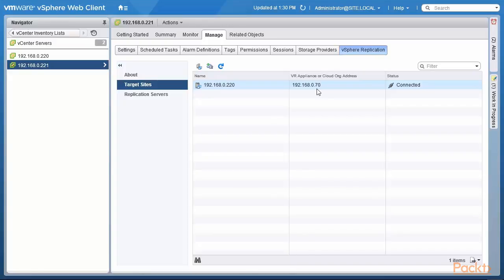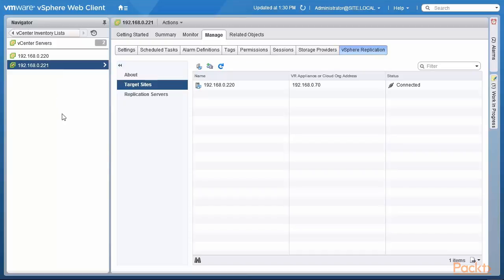Now note that in this case, I did not have to provide any credentials. So when I added the site, it knew where it was and basically just went ahead and added it. And the reason why I did not have to provide any credentials is because we are working here in linked mode and we are sharing the same platform services controller. So it's single sign-on all the way.